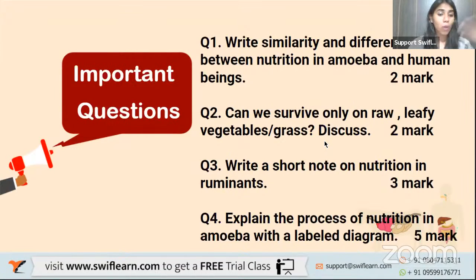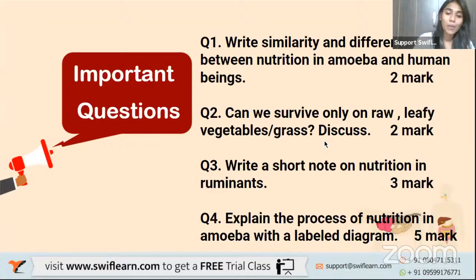The main similarity is that both are heterotrophic, right? They are not autotrophic. They don't synthesize their own food. They depend on other organisms for their food. That is the similarity between amoeba and humans. Now, what is the difference? Humans have a proper alimentary canal for the digestion of food, right? You have the mouth, esophagus, stomach, large intestine, small intestine, rectum, anus, all that. But amoeba does not have all this. They just have a food vacuole that will produce enzymes to break down the food.